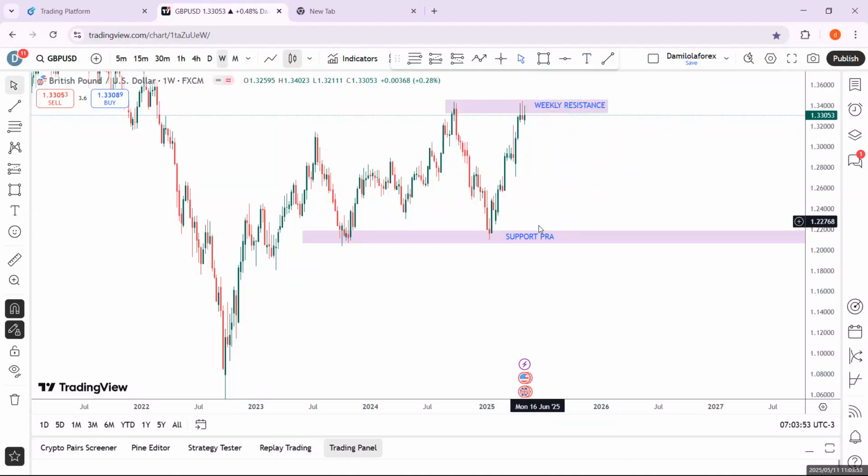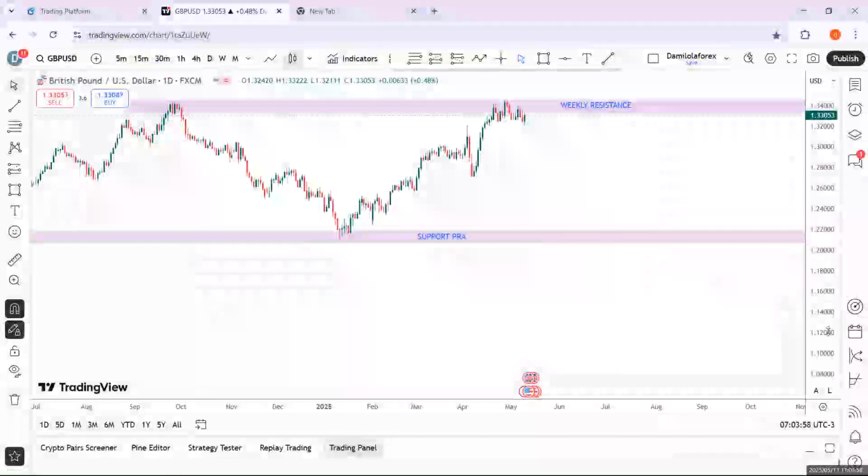Okay, so now what did we do? We went ahead to the daily time frame, in order for us to see real-time trade entry opportunities.